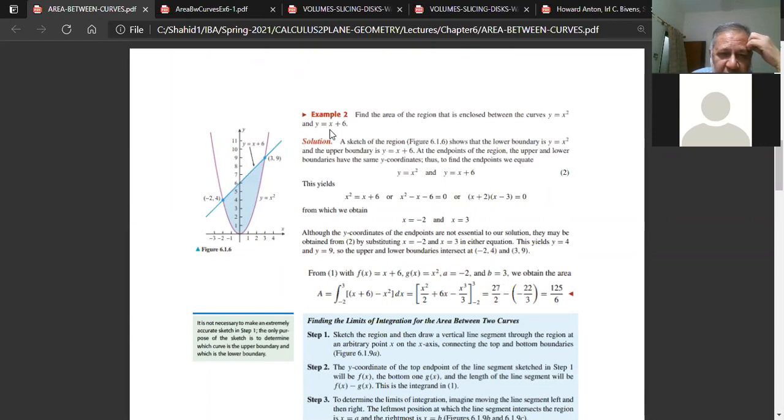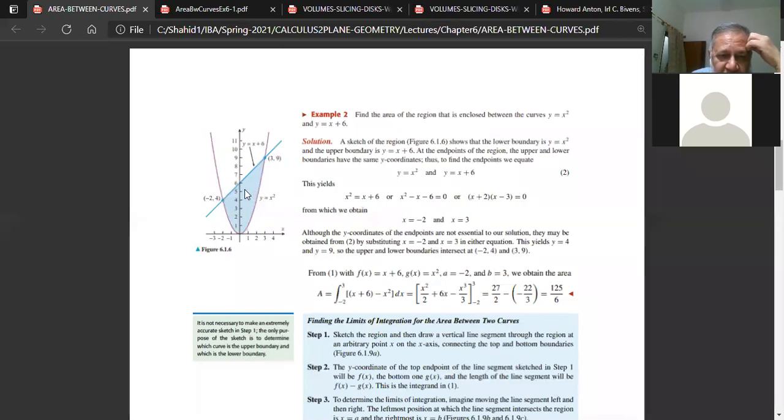That is, we will equate y equals x plus 6 and y equals x squared. From the equation that results, we will find the values of x, and then from x value minus 2 to x value 3.